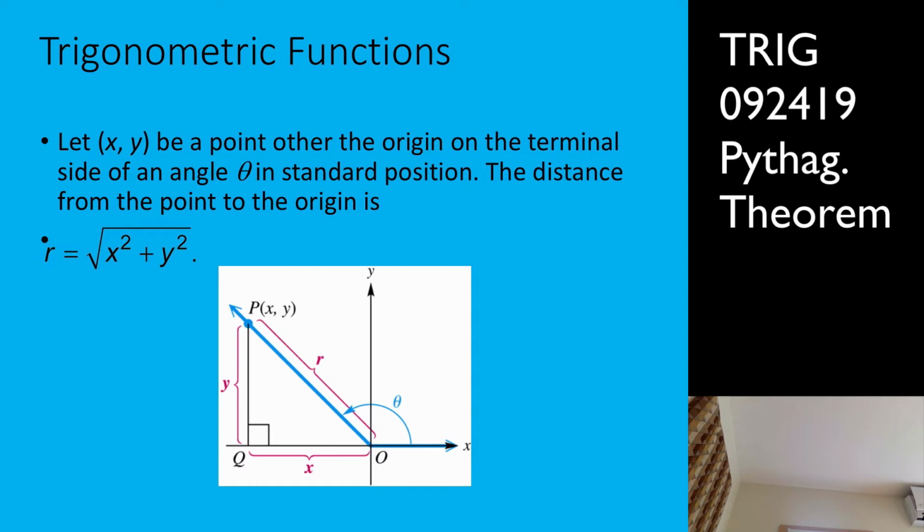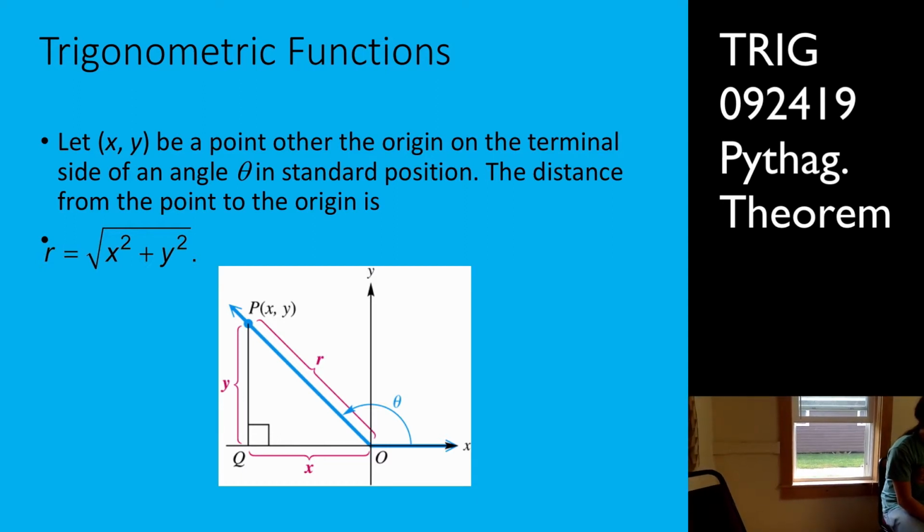Where is my marker? I don't want to write in Sharpie. It's right here. What is that telling us? What does that mean to you? A squared equals b squared plus c squared. Let's draw this. Hypotenuse equals length a squared plus length b squared.